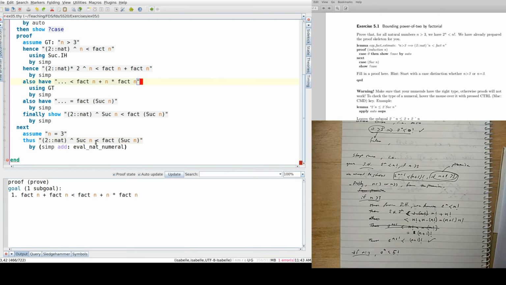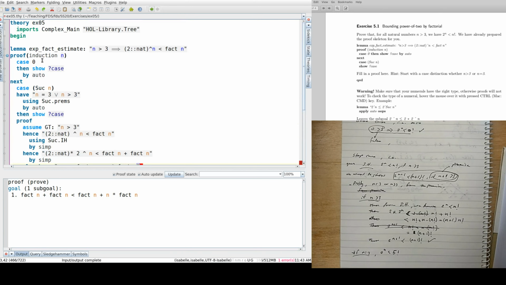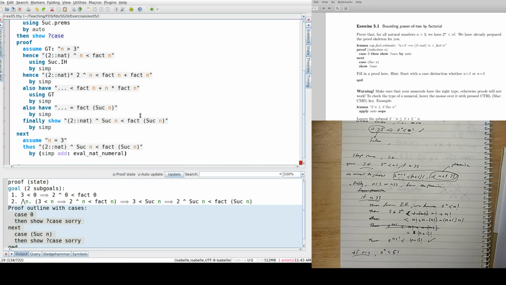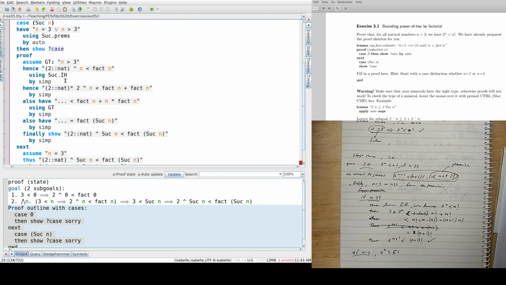Okay, so that's the thing. So let me just recap that. So here I was showing you how to do induction with Isar. So you do the induction, and then it gives you a proof template, and then you click on it, and then it gives you that. The first case is the base case. The second is the step case.